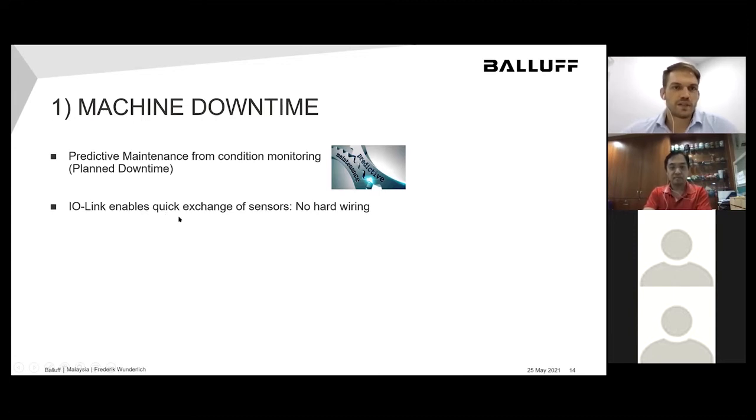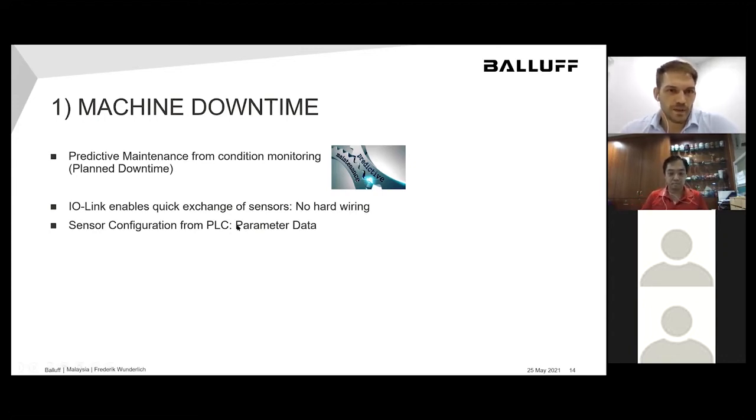Also, IO Link enables a quick exchange of sensors. So I didn't mention it yet, but every connector is actually standardized to M12 and with this 4-pin or 3-wire cable, as I said. So it means the cable is always standardized, so you do not really need a hard wiring process. Everything is with the same connector type.